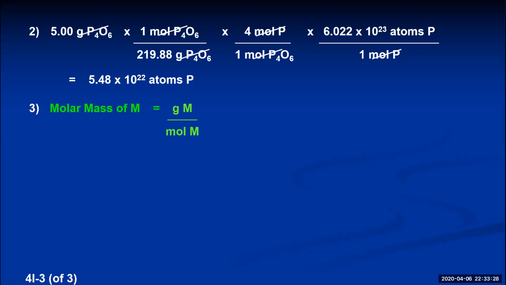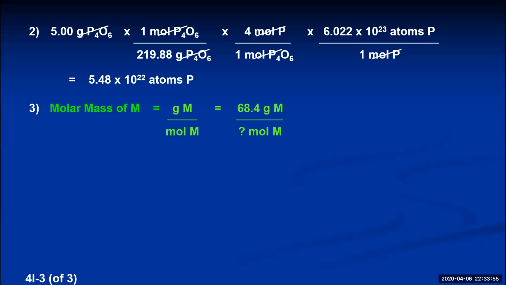The only thing they've given us in the problem is percentage data by mass. So what we can do is convert that into actual mass data by assuming a 100 gram sample of the compound. If we have 100 grams of M2O3, that means 68.4 grams of it must be metal M. So to calculate the molar mass, we're going to use 68.4 grams of metal M, and we're going to have to divide it by a calculated number of moles.